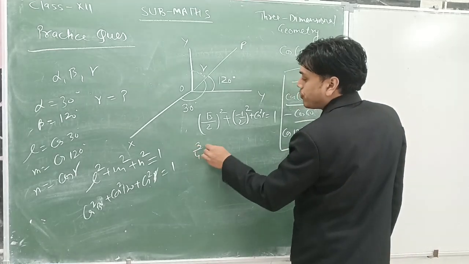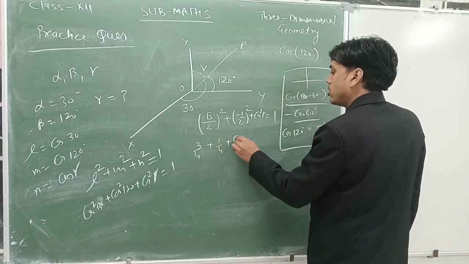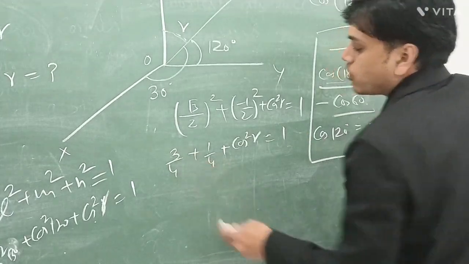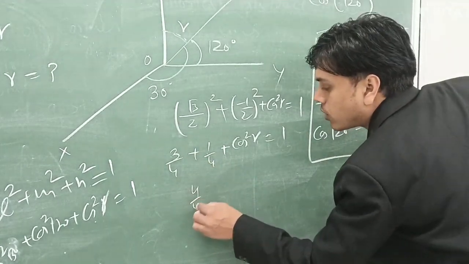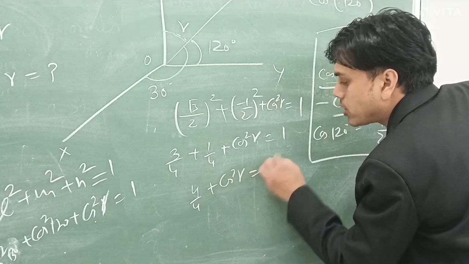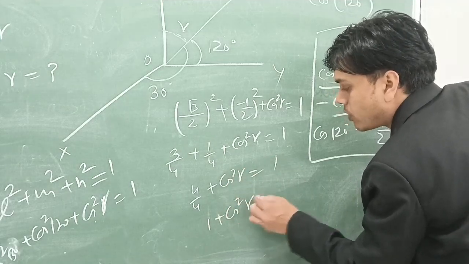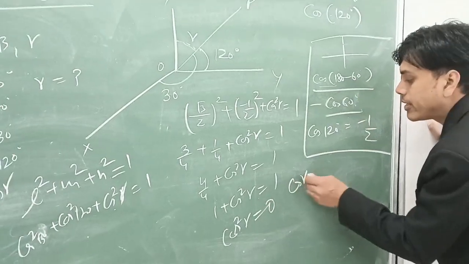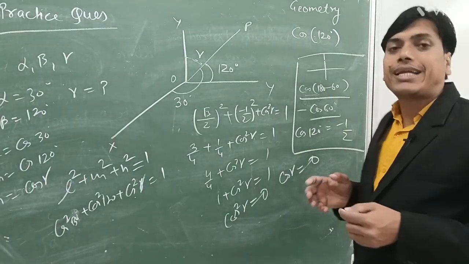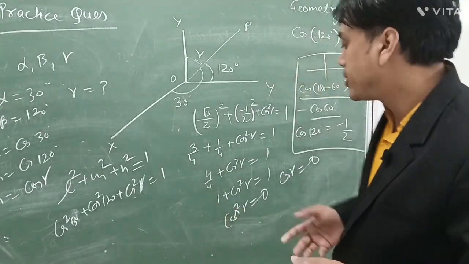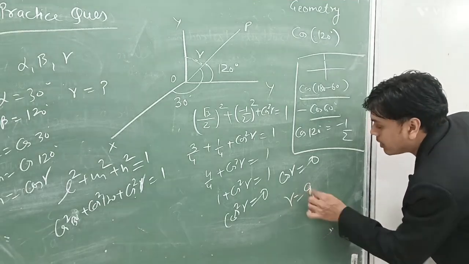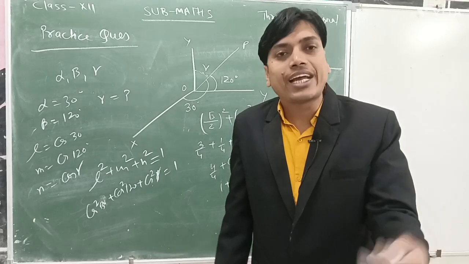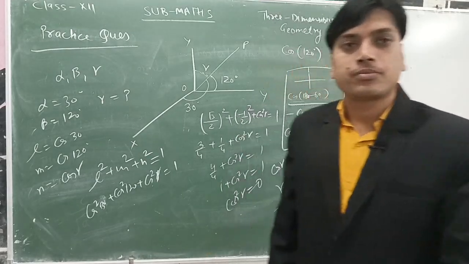Okay, this is the rough work. So 3 by 4 plus 1 by 4 plus cos square gamma is equal to 1. 3 by 4 plus 1 by 4 is 4 by 4, which is equal to 1. So 1 plus cos square gamma is equal to 1, which means cos square gamma is equal to 0. So cos gamma is equal to 0. Whenever cos of an angle gives the value 0, it means the angle is 90 degree. So the angle is 90 degree. This is the angle made by the line with the z-axis.